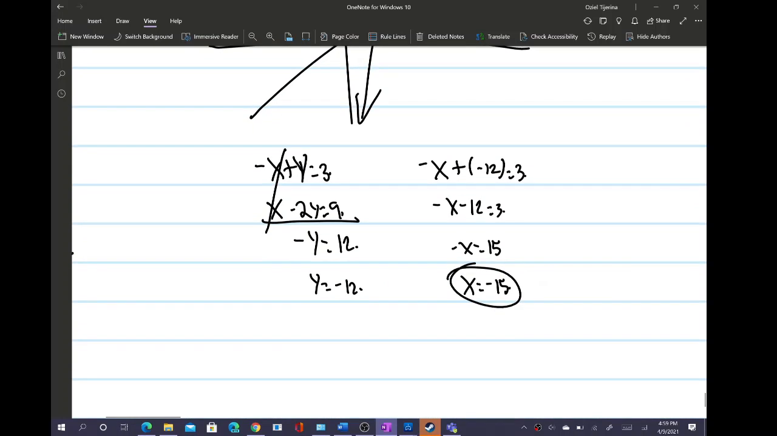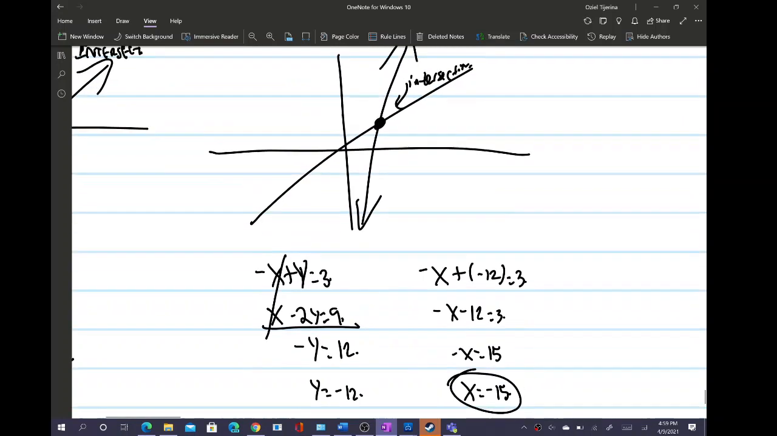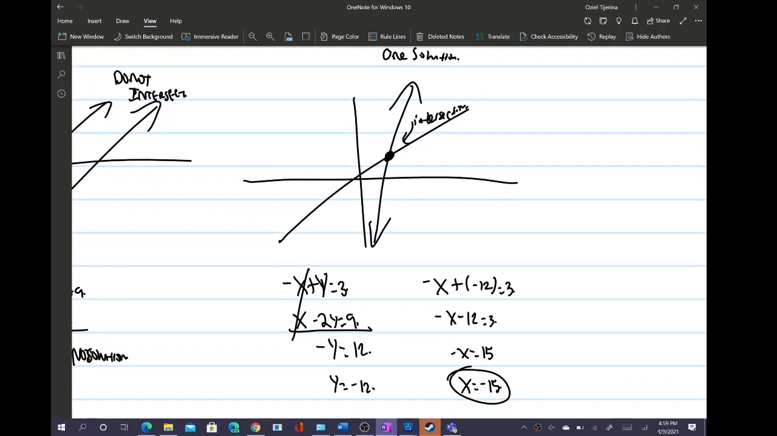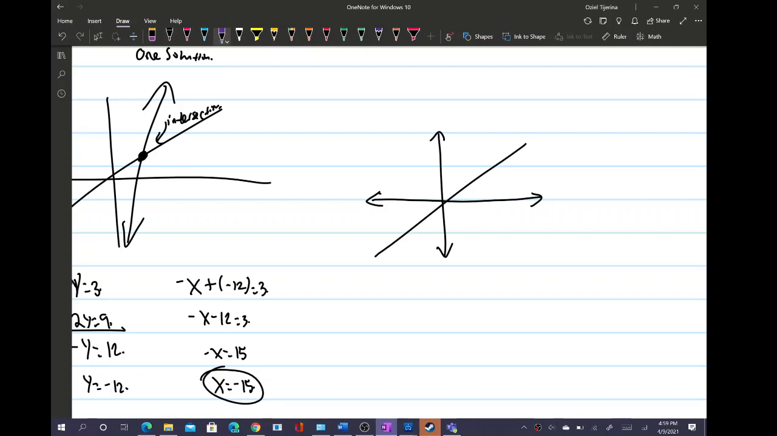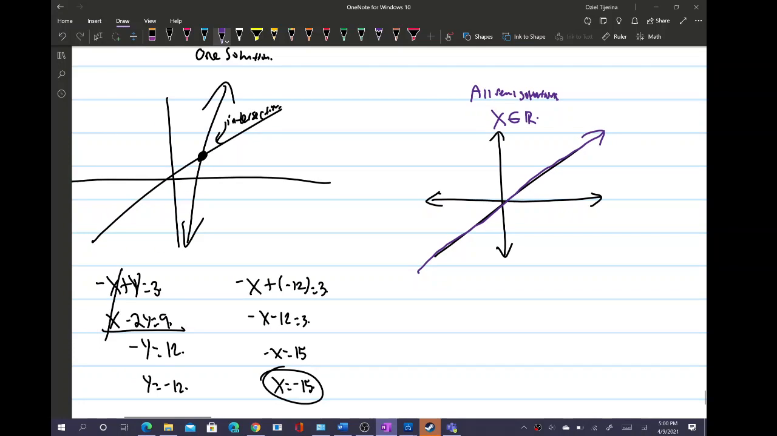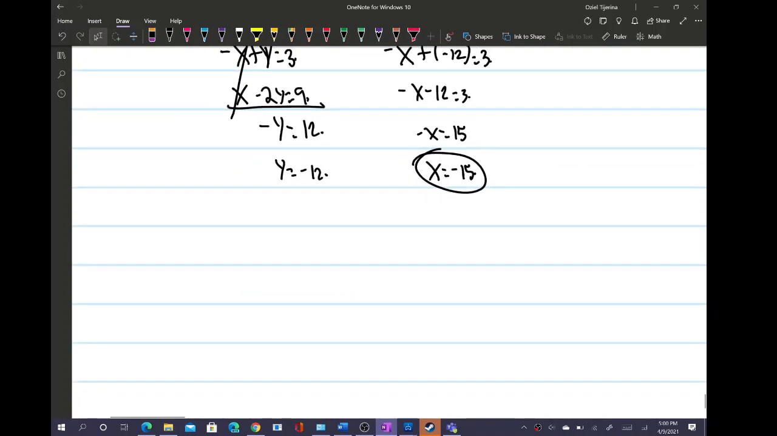That would be, so your answer would be like negative 15, negative 12, really. That would be an example of a system of linear equations that has one solution. And then there's one that has all real solutions, so we would say that it's basically the exact same line. So this line would also be this line, and this is all real solutions. You'd also see them write something like this, which means all real solutions. X is an element of all real numbers, or something like that.